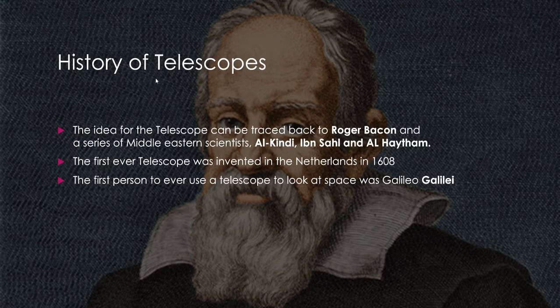So, history of the telescope. The idea of the telescope can be traced back to Roger Bacon and a series of Middle Eastern scientists, and these are some of them. The first ever telescope was actually invented in the Netherlands in 1608. And the first person to ever use a telescope to look at space was actually Galileo.